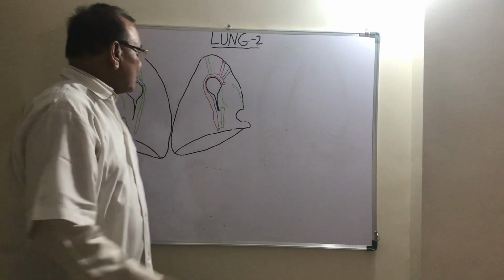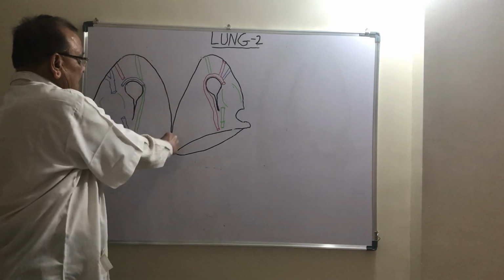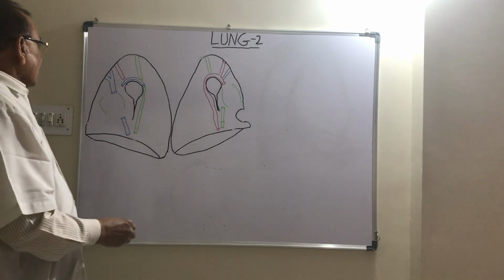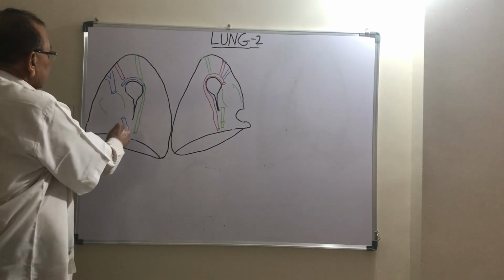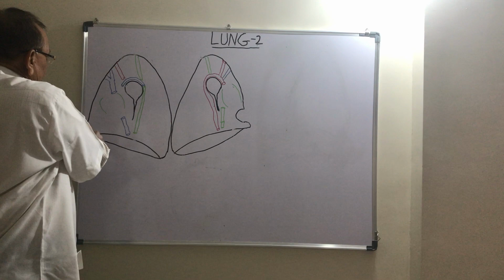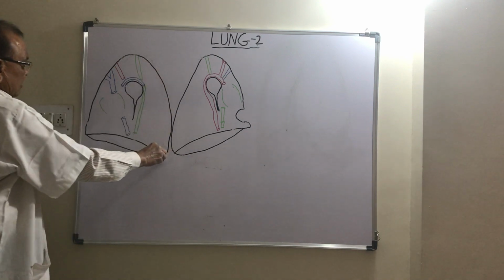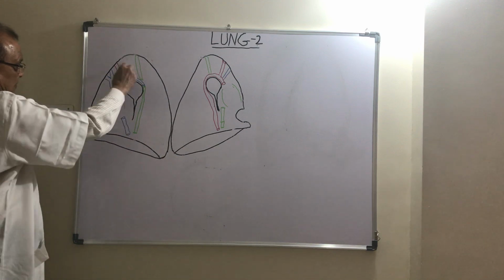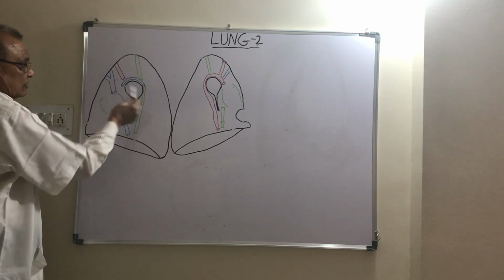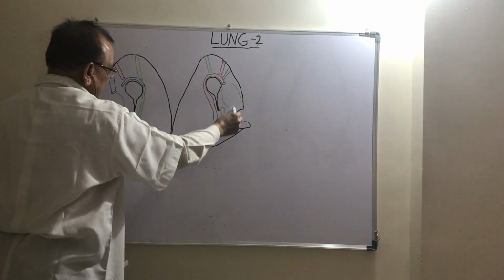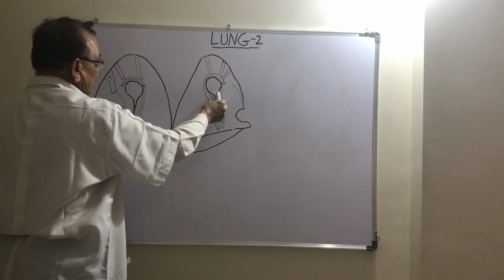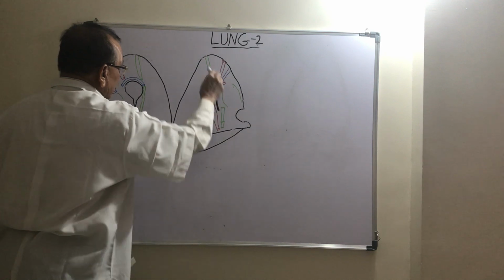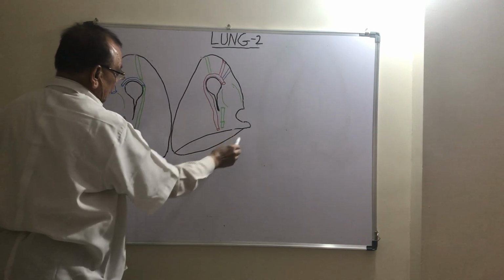See, this is the figure of right lung and this is the figure of left lung. Here this is the base, apex, anterior border, posterior border and inferior border. And this surface is the medial surface of right lung, and this surface is the medial surface of left lung, having an apex, base, anterior border, posterior border and inferior border.